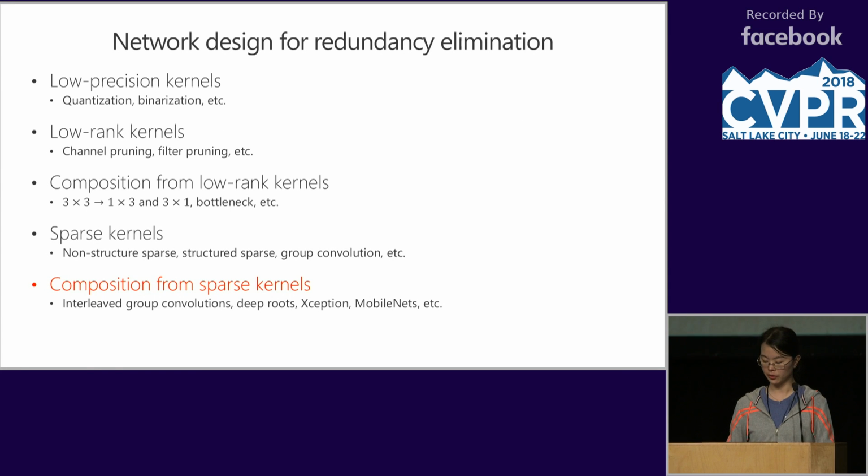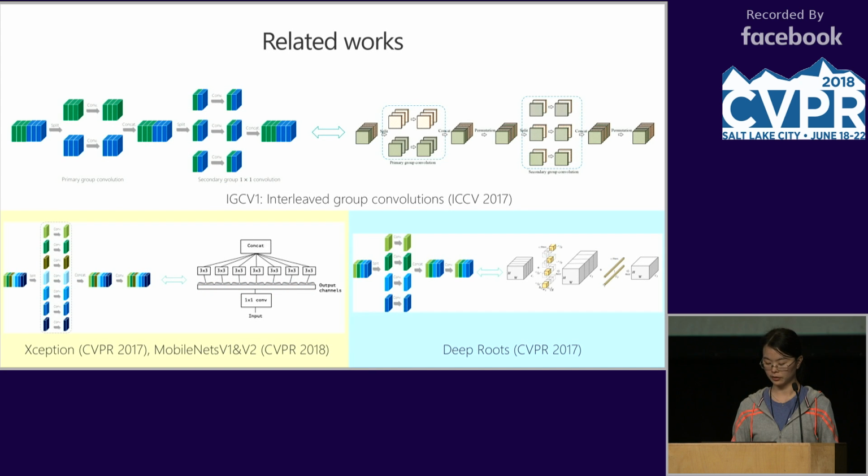Deep convolutional neural networks with small model size, low computation cost, but still high accuracy become an urgent request. Most existing technologies focus on designing efficient and effective convolutional tuners. We roughly divide them into 5 categories. They are low precision tuners, low rank tuners, composition from low rank tuners, sparse tuners, and composition from sparse tuners. Our work belongs to the last category, using the product of sparse tuners for composing a tuner.